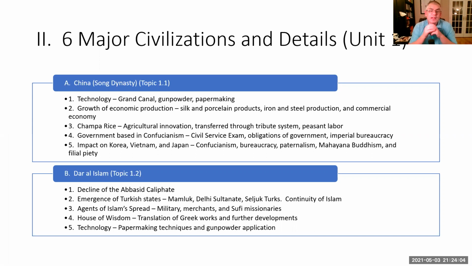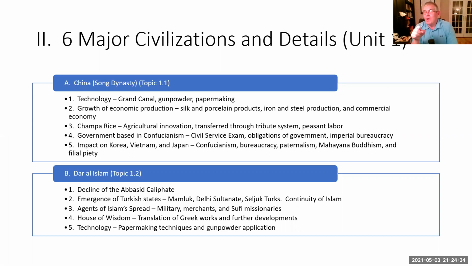So another thing is that Islam is going to spread. It's going to spread throughout northern India. It's going to make its way into Southeast Asia. It's going to make its way into West Africa, which is going to increase the size of Dar al-Islam. So Dar al-Islam is not one unified government, but it is a unified culture, and that culture is based on Islam. So the three agents of Islam's spread: military conquest, that's more in the 600s, 700s.